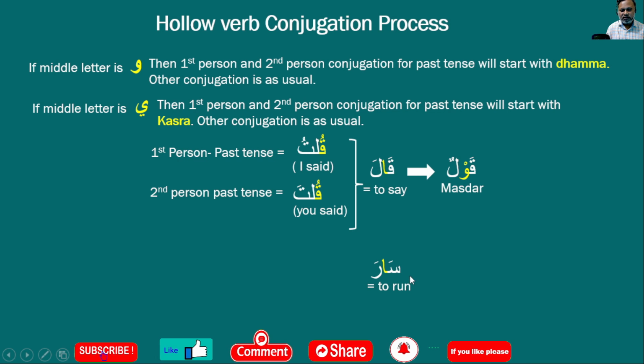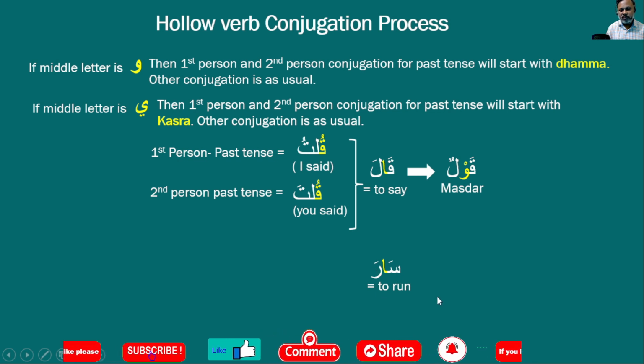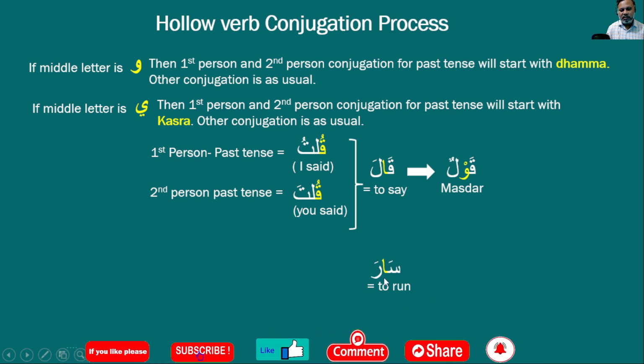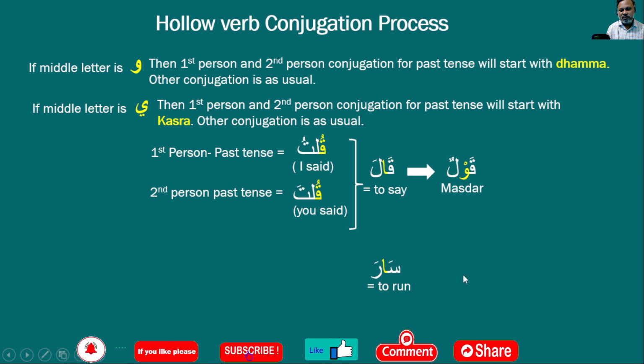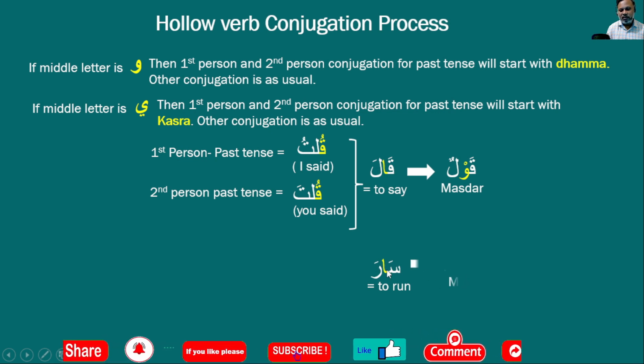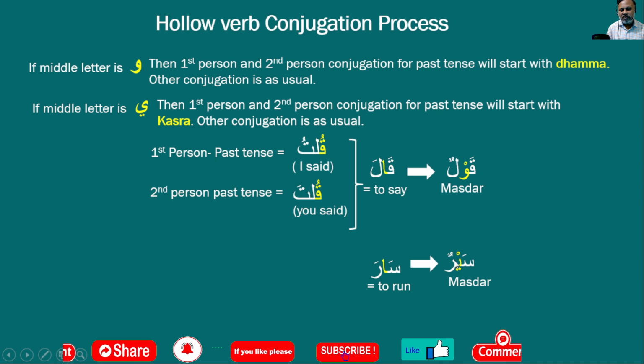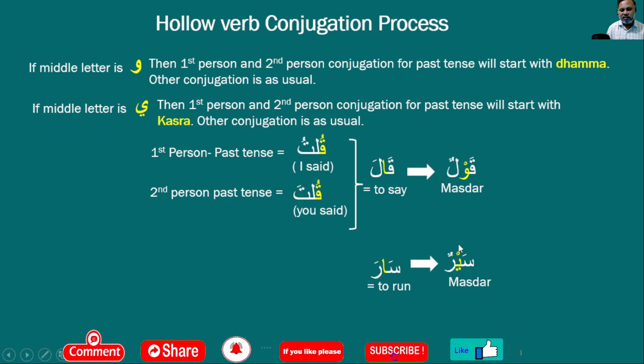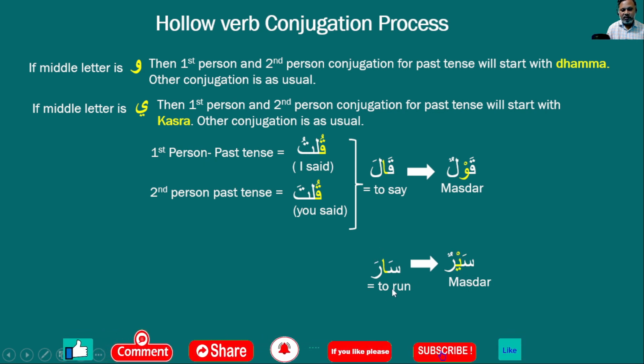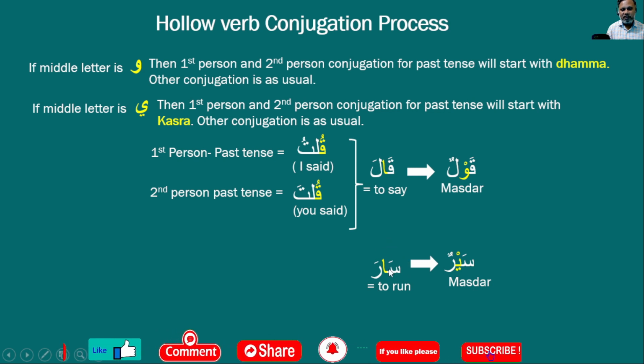Similarly, we can see one more example. Sara means to run. Here the middle letter is alif, but the actual letter is not alif. So go back, the masdar is sairun. In the masdar we can see it is ya. So the middle letter of Sara is ya.